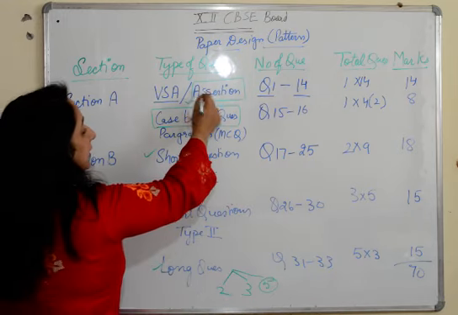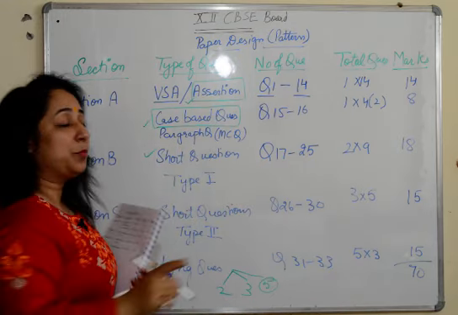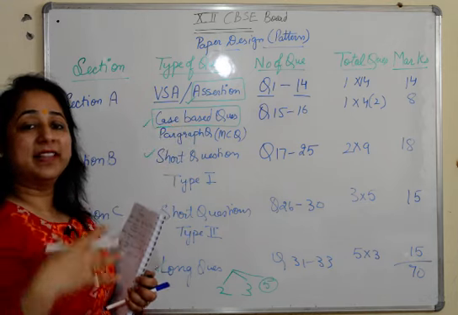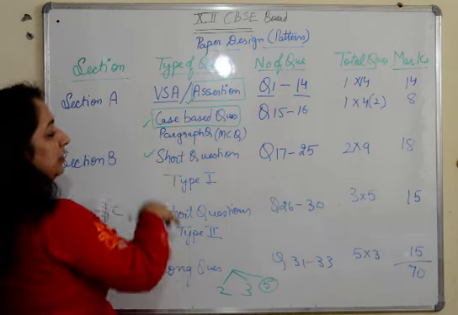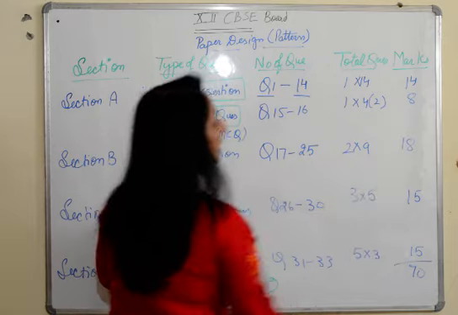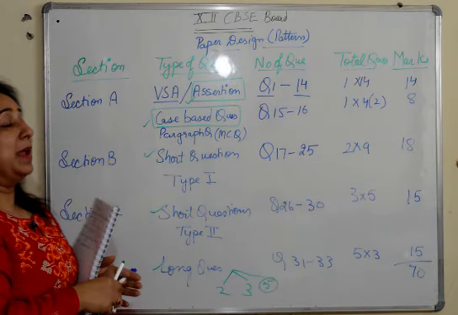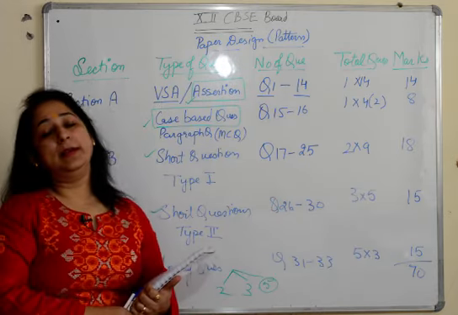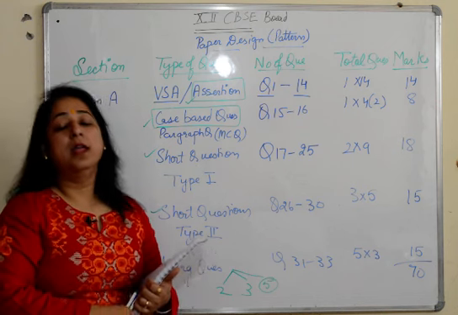New additions are assertion and case-based questions. Very, very important. For case-based questions, you have a paragraph and then you have MCQs which follow and you have to answer them. Number of questions, number of marks. So this is the paper pattern for the CBSE grade 12th board exam.